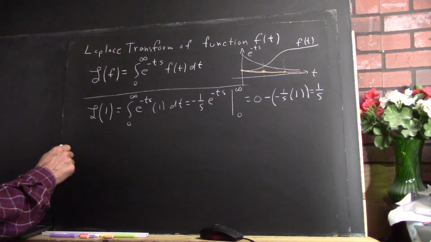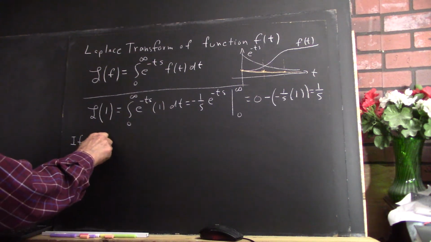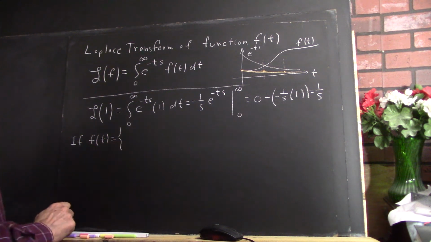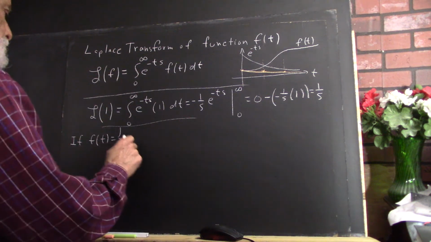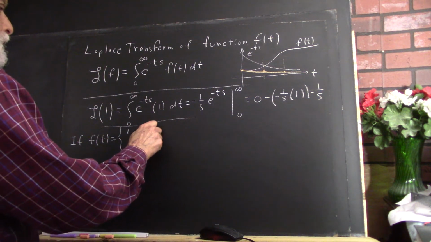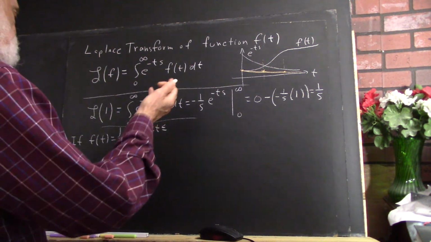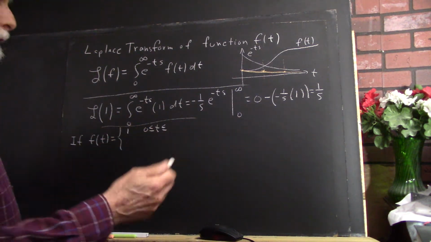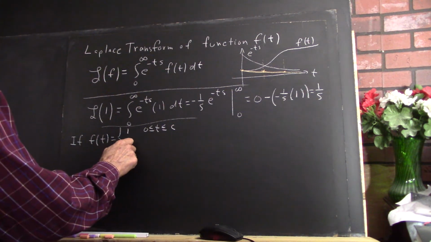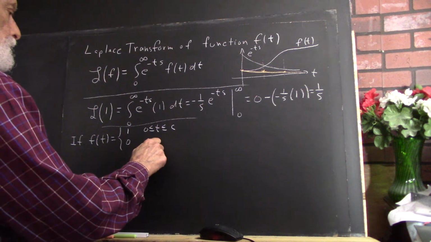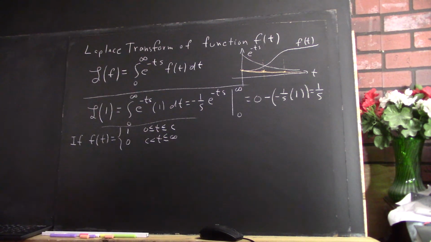Now, another important property. If f of t is a split-definition function, defined to be 1 from t equals 0 to c, and 0 from c to infinity.